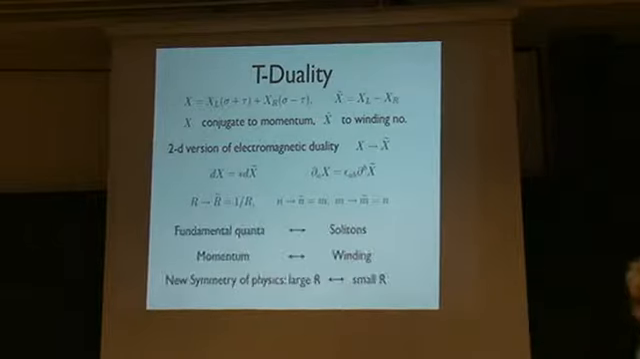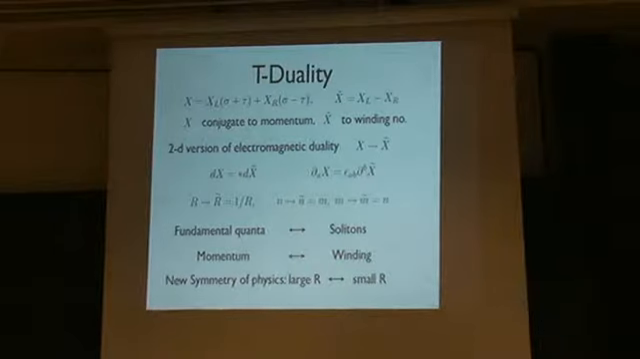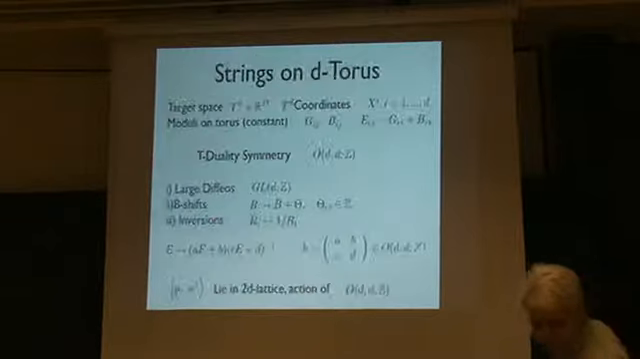And in doing this, we're swapping fundamental quanta, the momentum modes, with solitons, the winding modes, these are world-sheet solitons. And we're getting a new symmetry of the physics between the large radius and small radius. So it's a rather remarkable feature and something very different from what we're used to in conventional field theory.